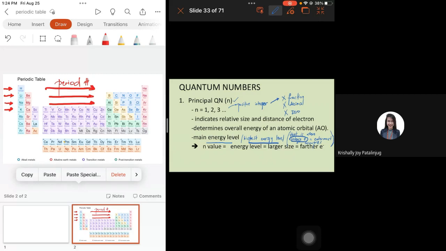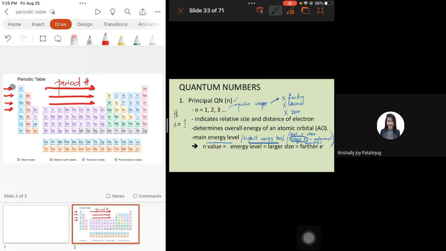Okay, let me ask you, what's the n value of hydrogen? If you will be asked, what's the n value of hydrogen? So you refer to the period. What period? Is it 1, 2, 3, 4, and so on and so forth? 1. Okay, it is found in period 1.